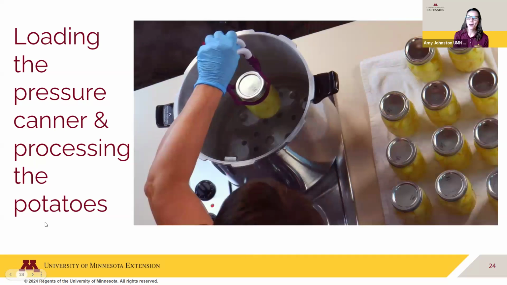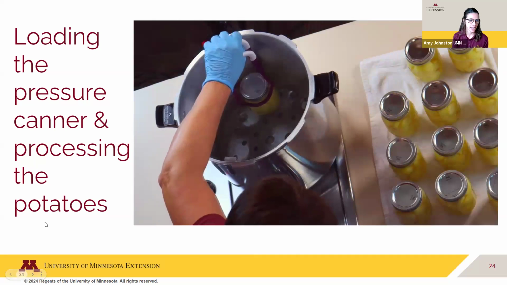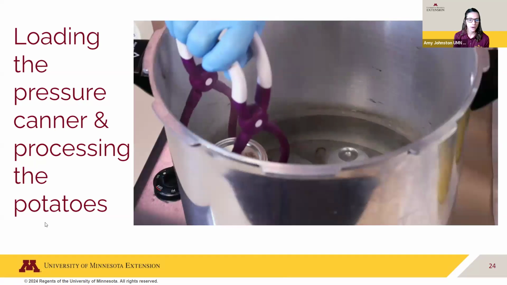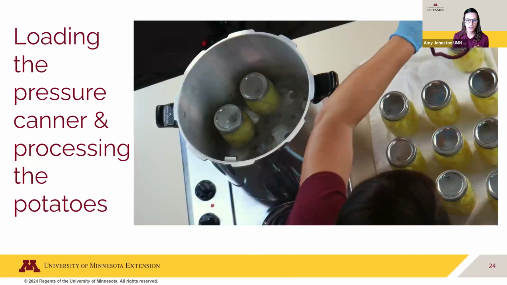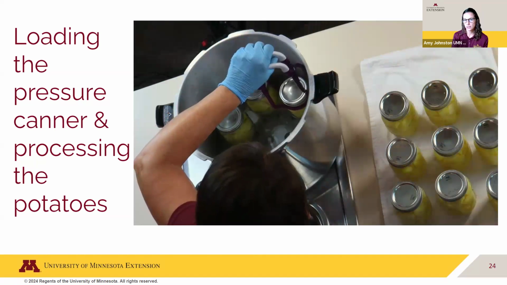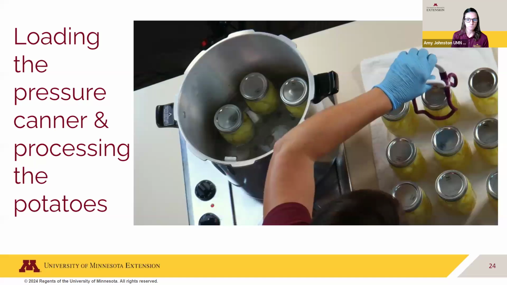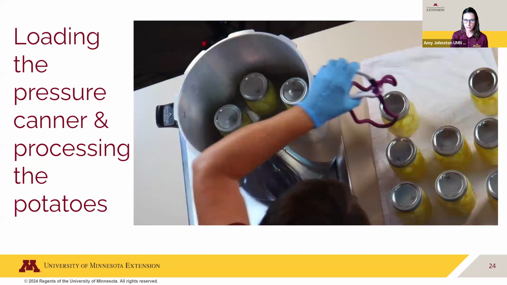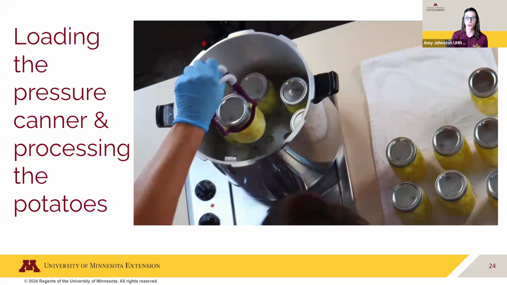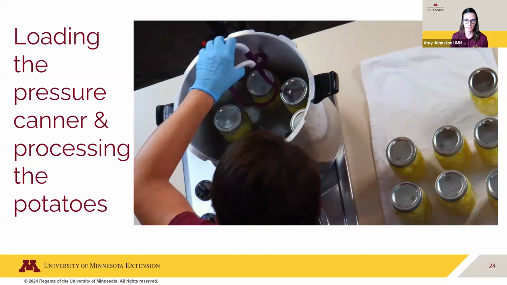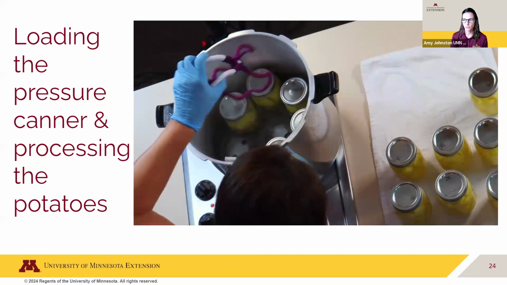So we have water simmering in the pressure canner, again, about 180 degrees. The amount of water in the bottom of the pressure canner will depend on the size of your device. So read the manufacturer instructions. So for example, a 10-quart pressure canner is going to need less water in the bottom than a 41-quart pressure canner. So just, again, read those manufacturer instructions and make note of that.